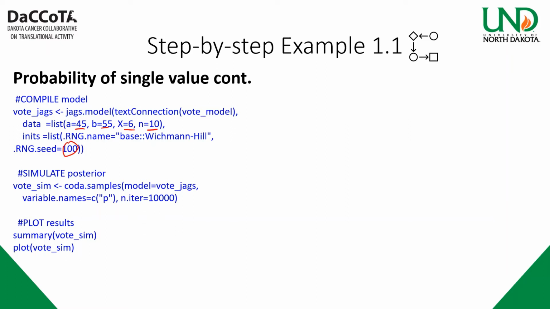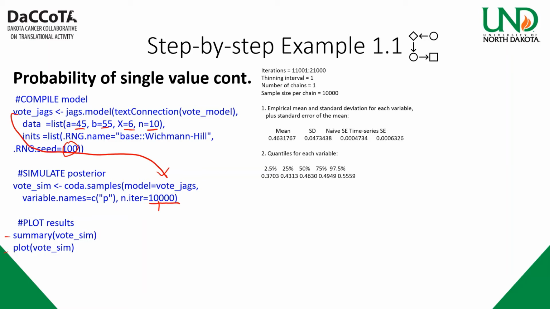And then we'll simulate to posterior. We'll create an object called vote sim. We'll use coda.samples, using our model vote jags. So this is going down here now. Variable names, so just our probability, and then we'll set the iterations to 10,000. That's pretty standard. And then we'll plot our results. We'll look at our summary and our plot. So this is what the summary gives us. It gives us some information here, but really it's helpful because it gives us our mean.